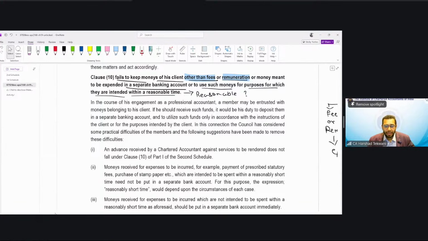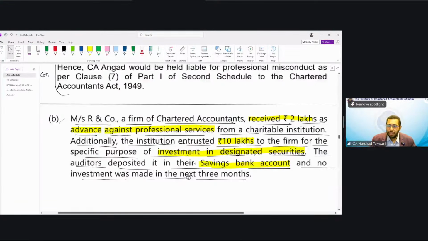In our given scenario, 2 lakhs is given as an advance against professional services. This is advance given for the professional service, so this is fees. Plus, there is 10 lakh rupees which is required to be invested in the designated securities. Now, for the designated securities, there is no time frame given in the question itself.